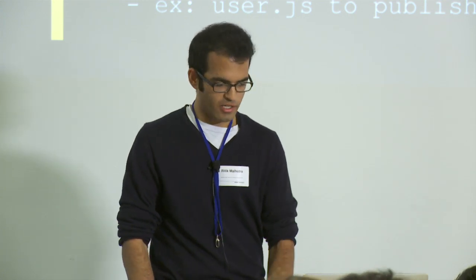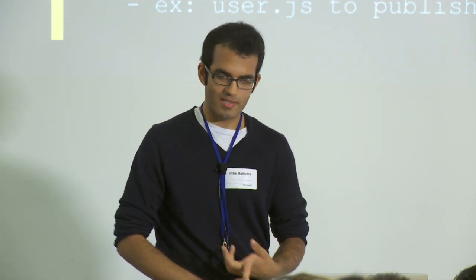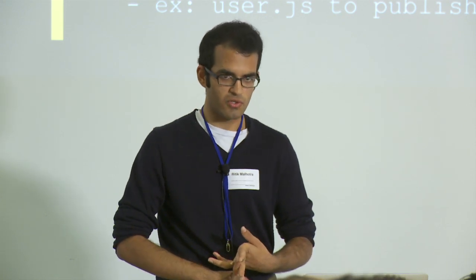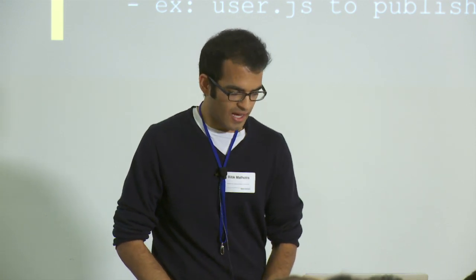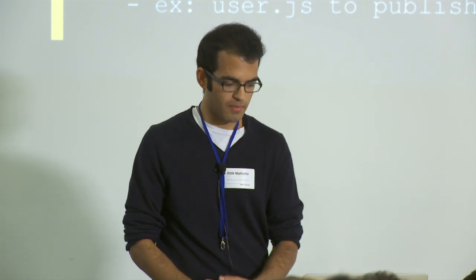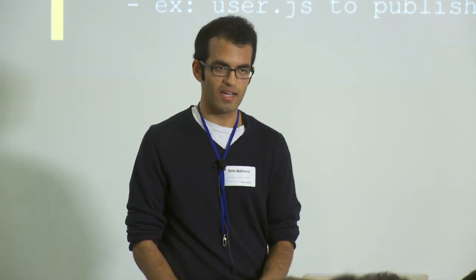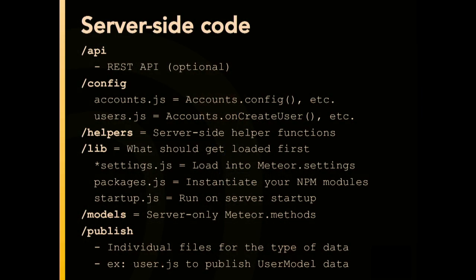Then you have other things like your config. You can configure accounts, what happens when a new user is created, straightforward stuff. Helper functions. You have your lib folder. Again, the lib folder is the one that's loaded first. And this is a great place to load things like what happens on server startup, or initializing your npm packages or something like that. So everything that you want loaded first. And then you have your models, if you have any server-side models or anything like that.